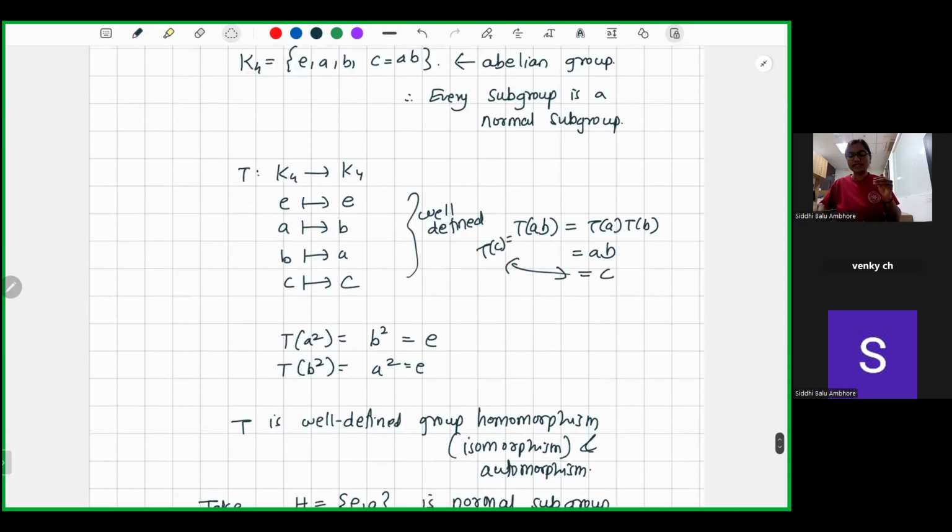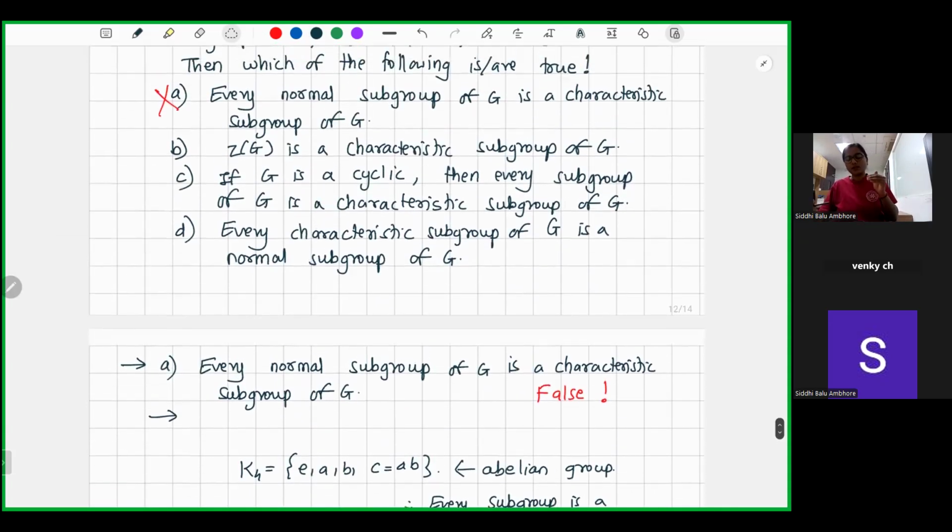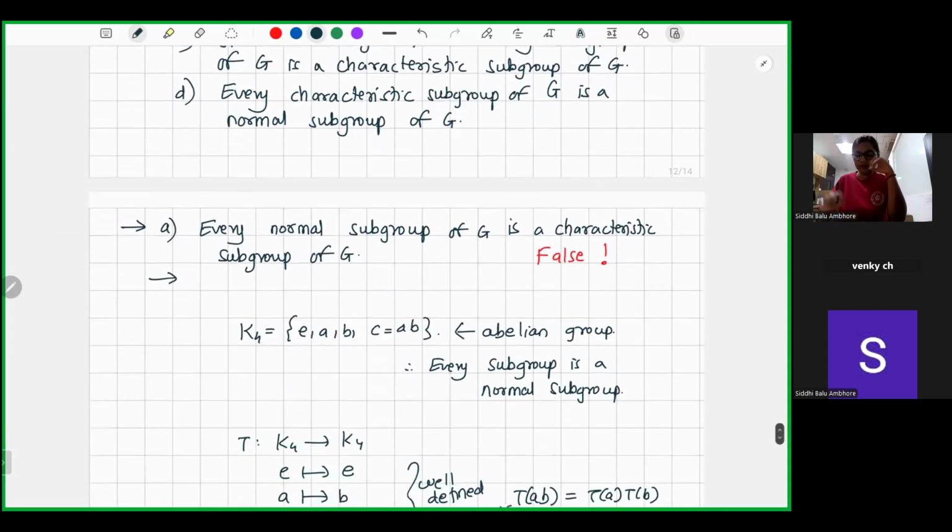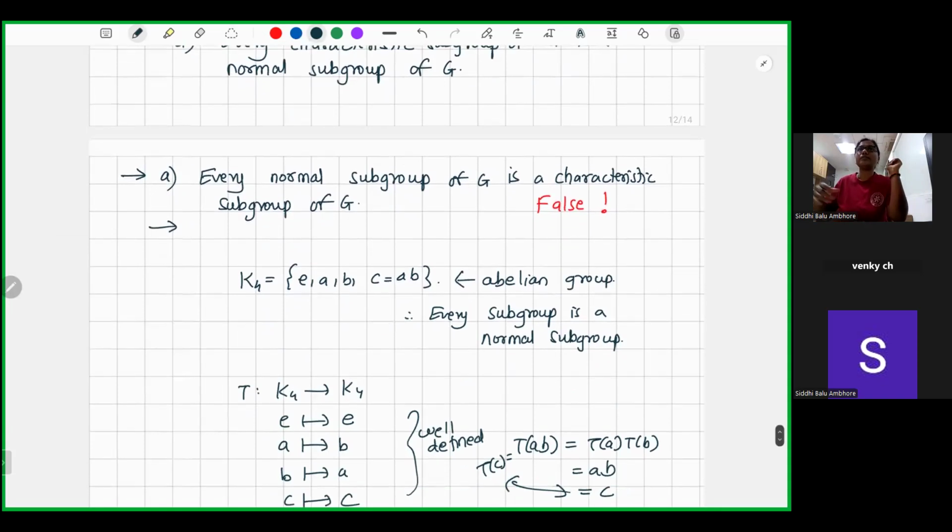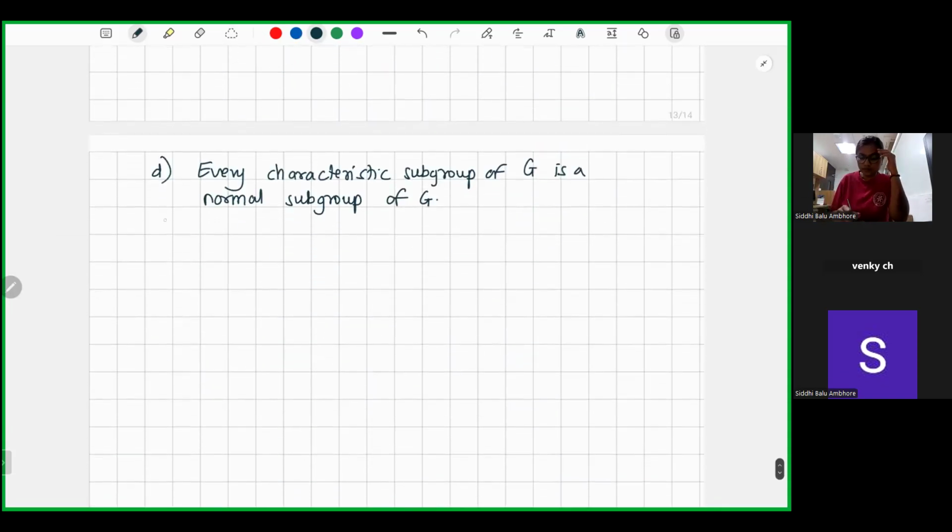Okay, so what I said is not true actually. What statement 4 says is that every characteristic subgroup of G is a normal subgroup. What I said was that Z(G) is a normal subgroup, but again we can't say that it is a characteristic subgroup of G. We will prove that, okay? But first of all, let us try to prove the D part, that every characteristic subgroup of G is a normal subgroup.